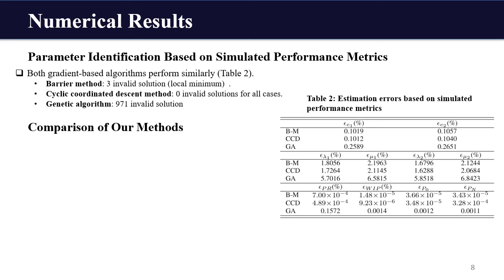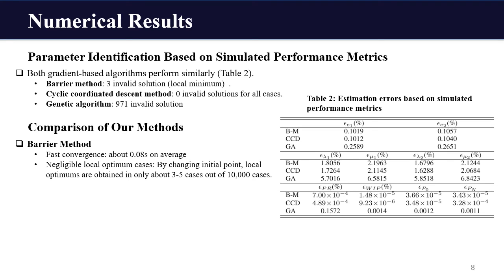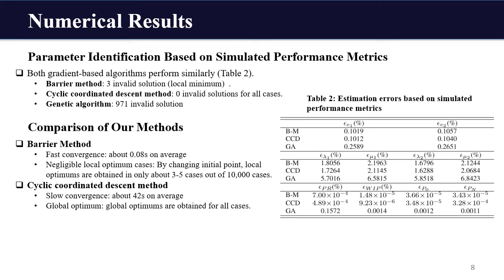Comparing our two methods, the barrier method converges faster. The computation time of each case is about 0.08 seconds on average, but it has a risk of local minimum. In the experiments, with different initial points, local minima are still obtained for about 3 to 5 out of 10,000 cases. On the other hand, the coordinate descent method converges slowly. The computation time is about 42 seconds on average, but in experiments, the global minimum is obtained for all cases.